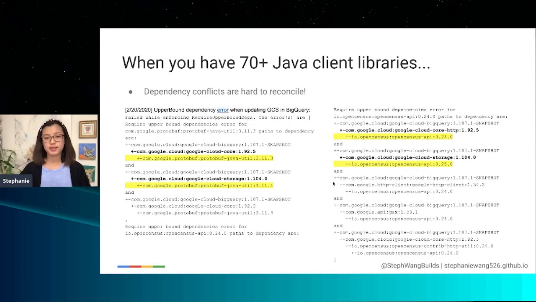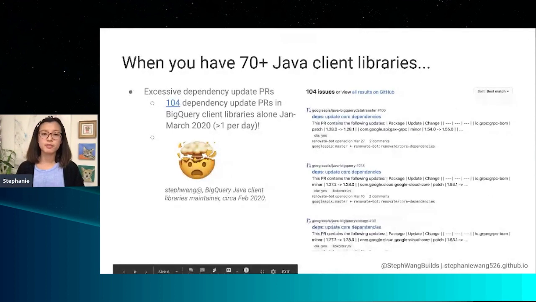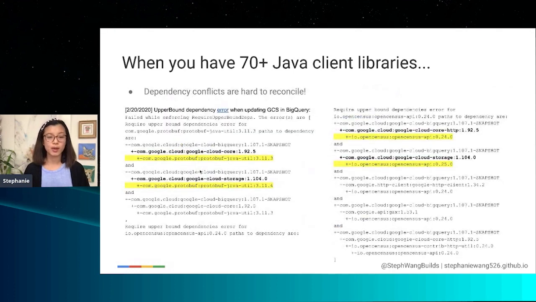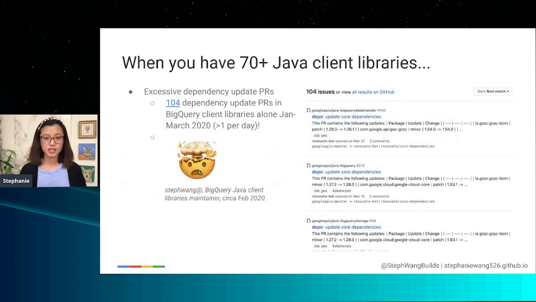These were just some examples of the common errors that we observed while trying to manage our client library dependencies. There were 104 dependency update PRs in the BigQuery client libraries alone from January to March 2020. That roughly is about one per day, and that was a lot for us. This is pretty much how I felt each day when I had to deal with all these dependency update PRs and oftentimes upper bound dependency errors when we were trying to update.